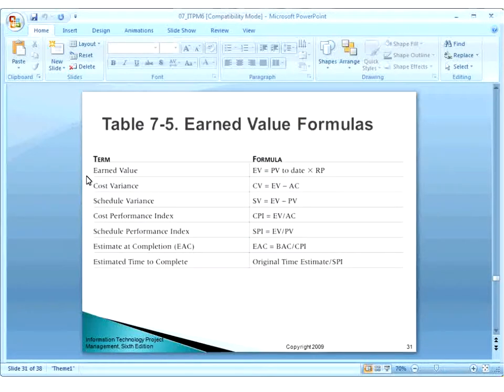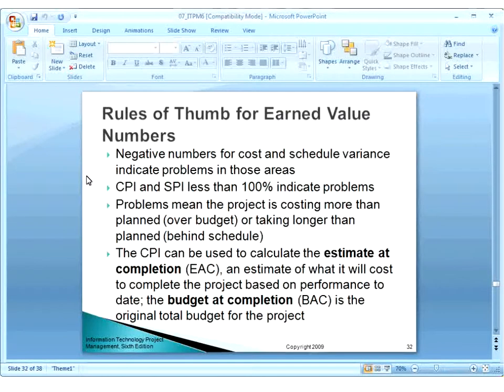CPI and SPI mean cost performance index and schedule performance index. Less than 100% indicates problems. Problems mean the project is costing more than the plan or taking longer than the plan. So if CPI is high, it means the project is costing more than planned, so overall your cost will be high. And if SPI is high, it means the project is lagging behind and the overall duration will increase.